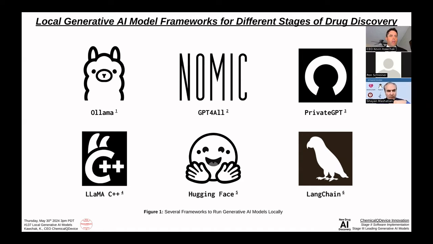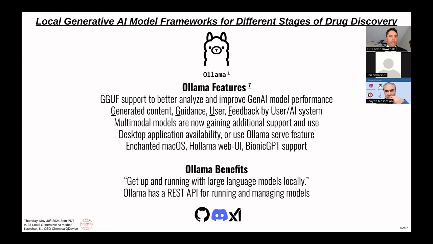as well. And so basically, with Olama, it's very big, and you'll see this different type of format. I've seen this even for fine-tuning models. GGUF, which is Generated Content Guidance User Feedback. And it's a type of format that basically is preferable for LLM and LMM research to better analyze and improve GenAI model performance. Now, multimodal models in specific are picking up on additional support.